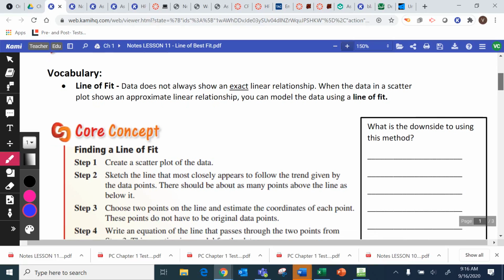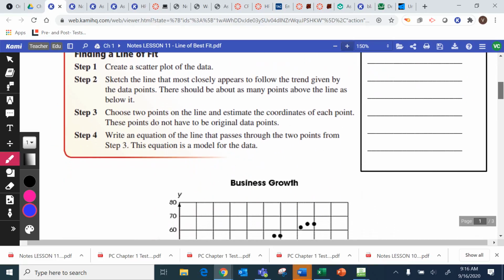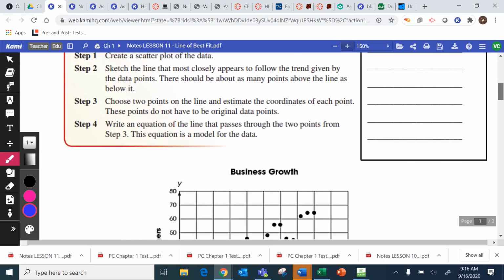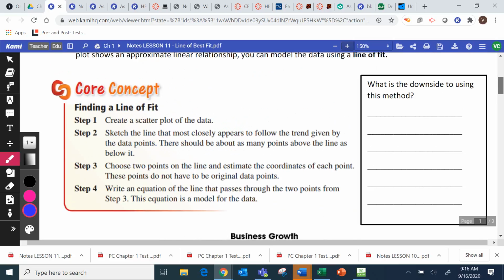You first of all want to create a scatter plot, which you had to do on one of your assignments. And then you're going to sketch a line that most closely appears to follow that trend of the data points. You should have as many points above the line as below it. So you're kind of finding a line that's right in the middle of all the points. You're going to choose 2 points on the line and estimate the coordinates of each point, and then you will write the equation of the line. This is the line of best fit.